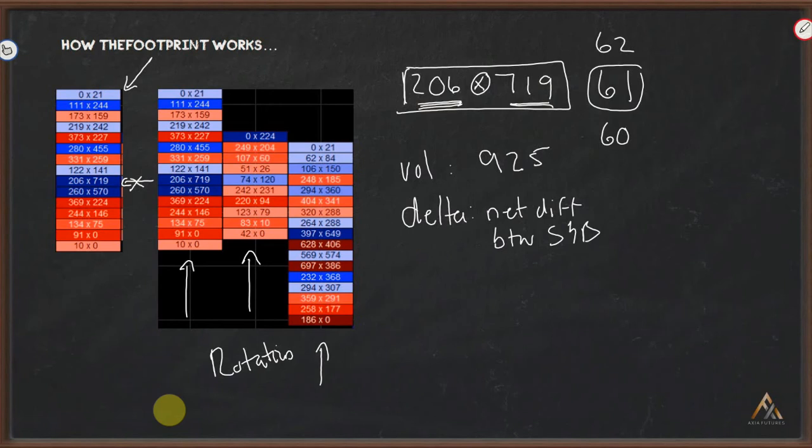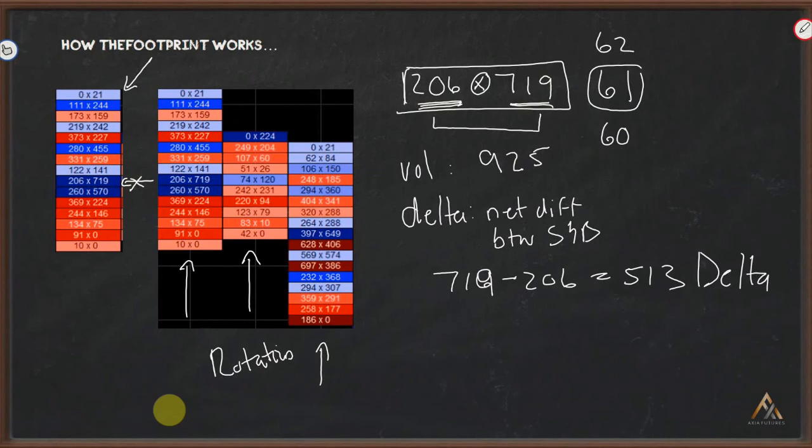Let's go back to our example. The difference in volume traded at price 61, the difference between how a buyer and seller interacted at this price, is ultimately the delta. If we take 719 minus the 206, that gives us 513. So 513 would then be called the delta.